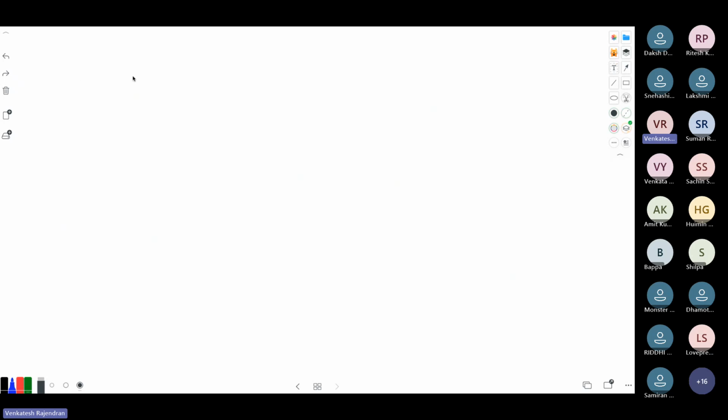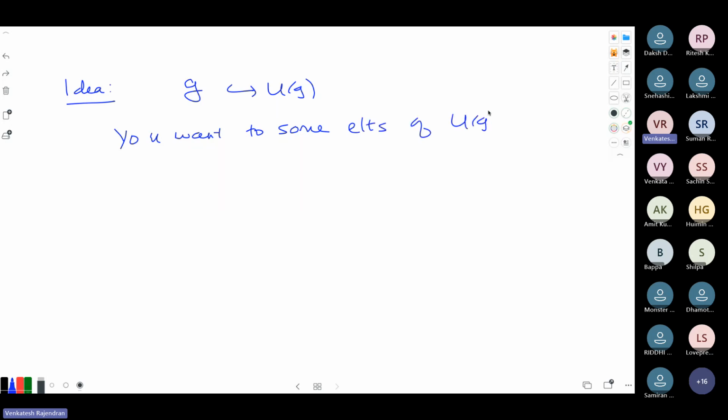Let's do this in much generality, and then it will become clear. This is the core idea. You have G, and then you have UG. You want to show that some elements of UG are linearly independent. Let's call them X_α, α in Λ. These ideas will be repeated again and again in representation theory, which is why I'm formulating it in much generality.